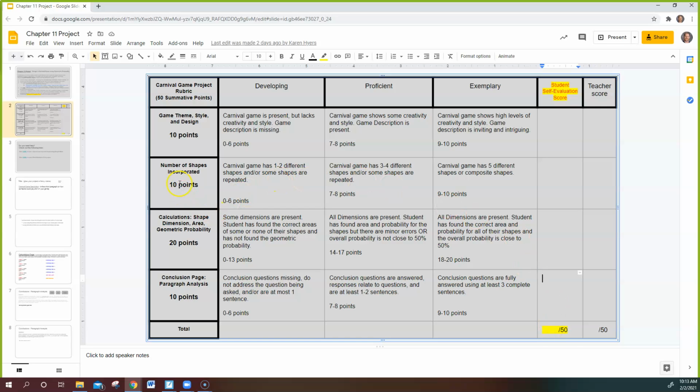But if you know you didn't have all the shapes or you didn't answer the conclusions using 3 full sentences, score yourself accurately enough, and then we'll put our score in here so you can see what you get.